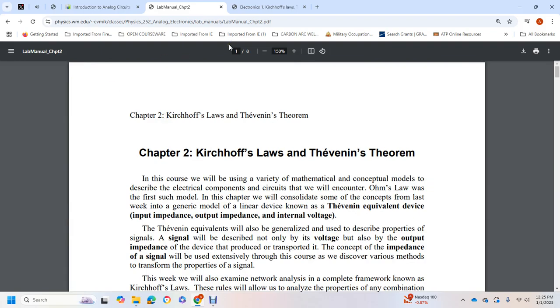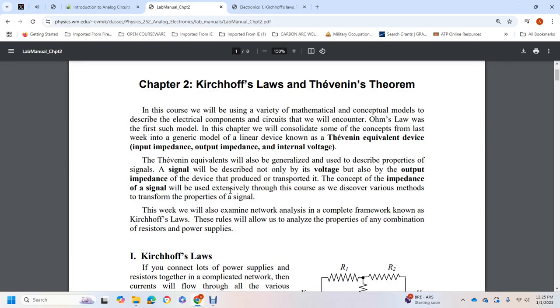In this course, we'll use a variety of mathematical concepts and logic to describe the electrical components of a circuit, beginning with Ohm's law as the first such model. This chapter will consolidate some of the concepts of last week with a general model of a linear device known as the Thevenin equivalent device, with an input impedance, an output impedance, and an internal voltage. The Thevenin equivalent will be generalized using the described properties of the signal.